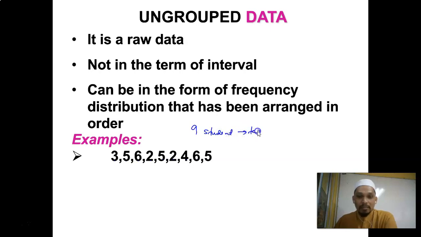sitting for a test. Okay, a mathematics test for topic 1. And then I check their work, and these are all the marks out of 10. So there are 9 persons getting 3 marks, 5, 6, 2, 5, 2, 4, 6, 5. Okay, so it's not in arrangement, not in an interval. It's raw data here, so we call it ungrouped data.